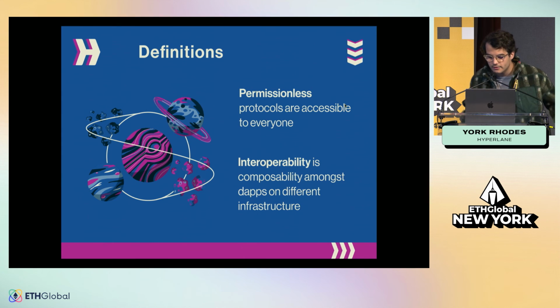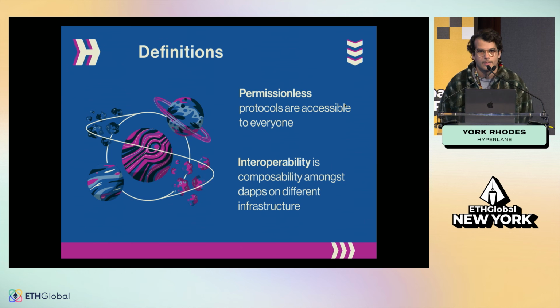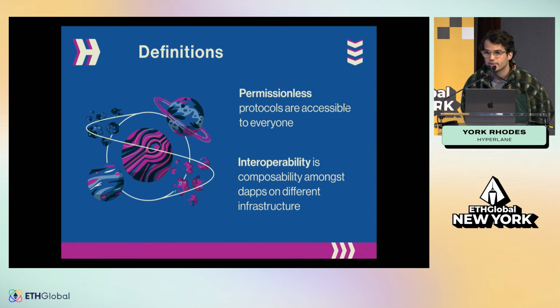So first, let's start with some definitions. Permissionless, I think a lot of people talk about. To me, permissionless means a protocol is accessible to everyone. There's no censorship. There's no ability for someone within the protocol or some operator to discriminate against some developer, some actor, some user. And interoperability, to me, is composability amongst dApps that exist on different infrastructure layers. I think this word also gets thrown around a lot. It can mean a lot of things in software, but in a blockchain context, this is what it means to me.